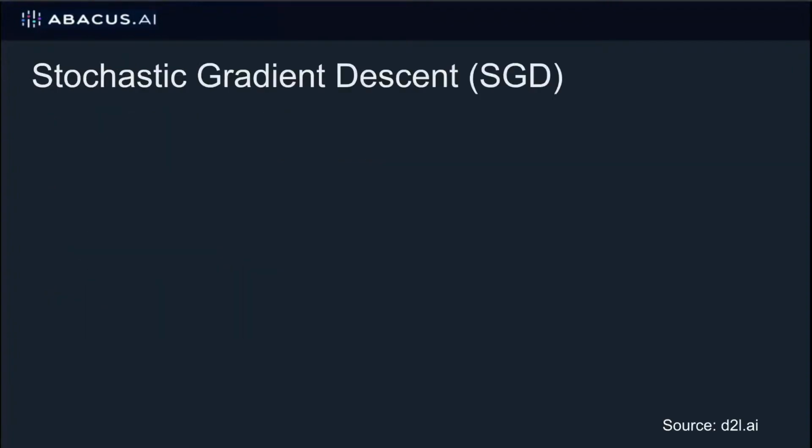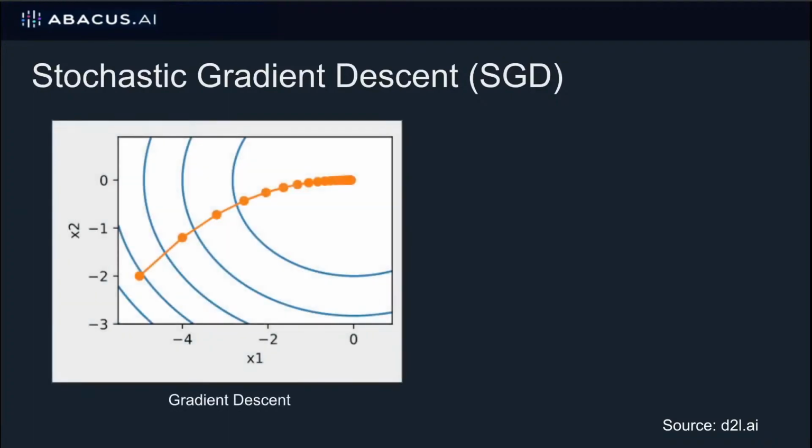In practice, it is very slow to compute the gradient based on all of the data points in a very large data set. A practical and more efficient alternative is to use a single data point or a mini batch of data points to estimate the gradient. And this is called stochastic gradient descent, SGD.